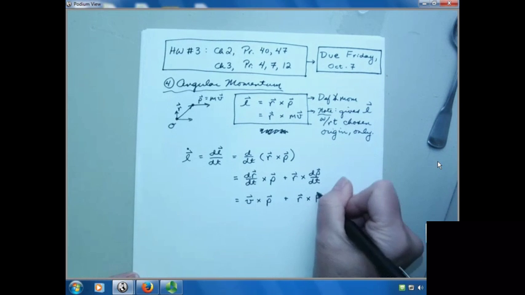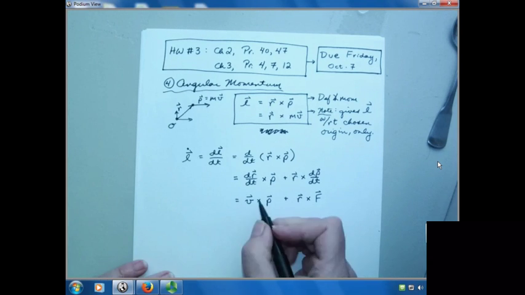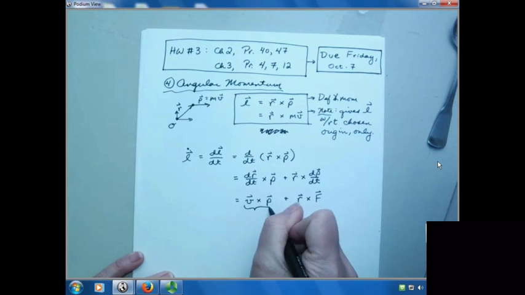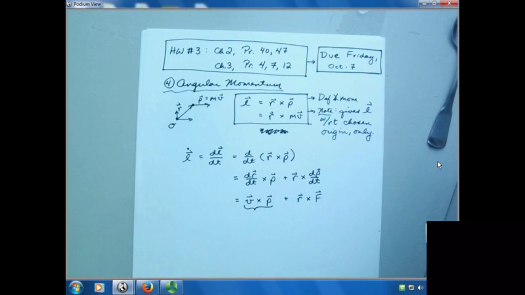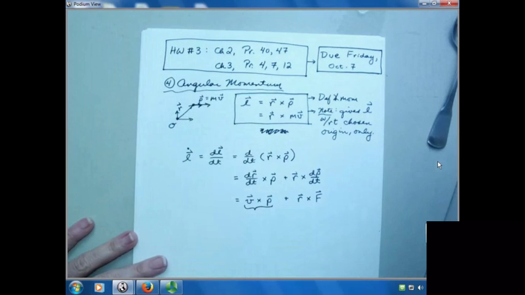I'm going to go ahead and make that substitution using Newton's second law in its original form, F equals dp/dt, to note that dp/dt must be equal to the force on the object. So this first term here is the cross product of v and p. Well, I noticed that there's p and here is v. They're in the same direction, so what's their cross product? 0. Very good.